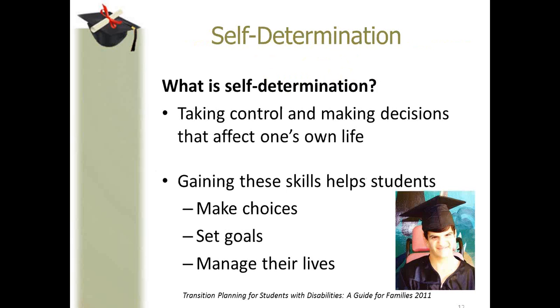So what is self-determination and why is it so important for our students? Self-determination is taking control and making decisions that affect one's own life. Gaining these self-determination skills helps students make choices, set goals, and manage their lives. This will be a brief review of self-determination, but we will be hosting a future webinar dedicated to self-determination and self-advocacy in the near future.